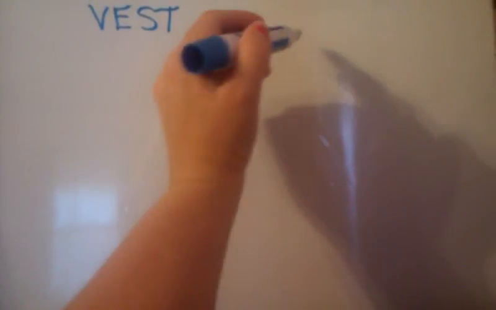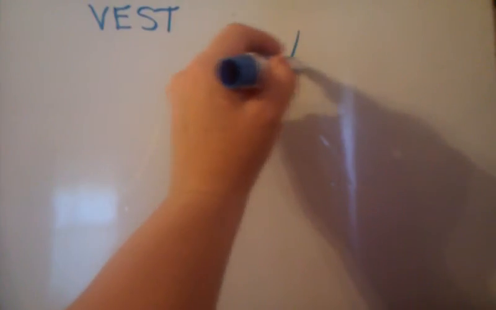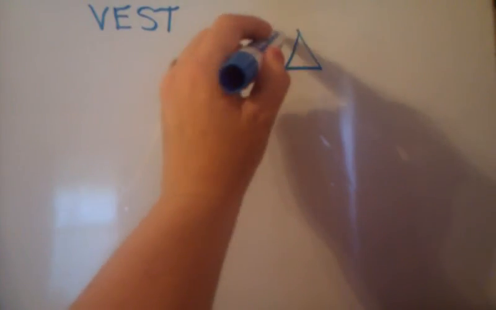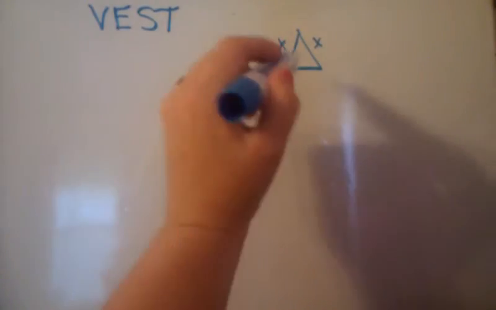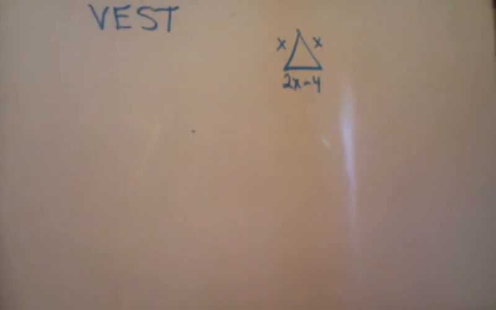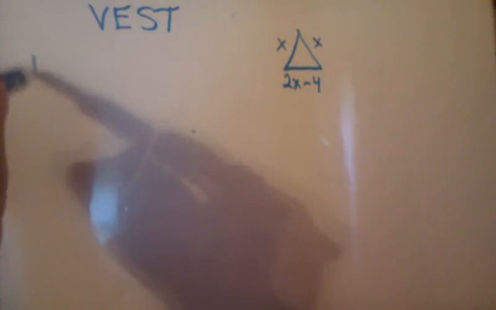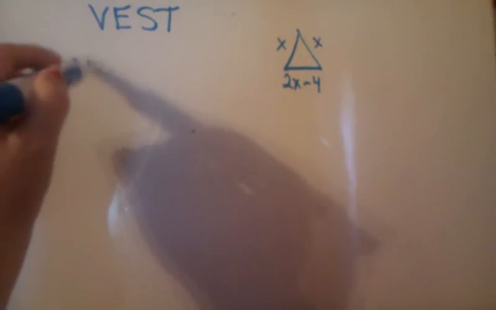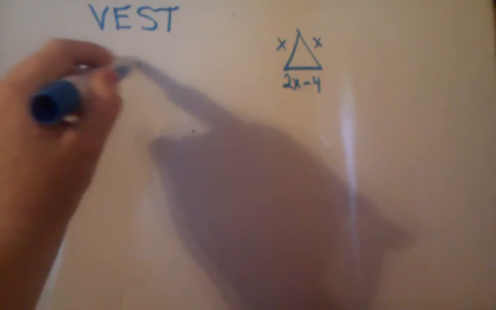We know from the term isosceles triangle that it's a triangle that has two sides that are equal. Your diagram already drew this for you: x, x, and 2x minus 4. The perimeter is a whole number between 0 and 75 feet. So what is my formula for the perimeter of a triangle? Perimeter equals A plus B plus C.